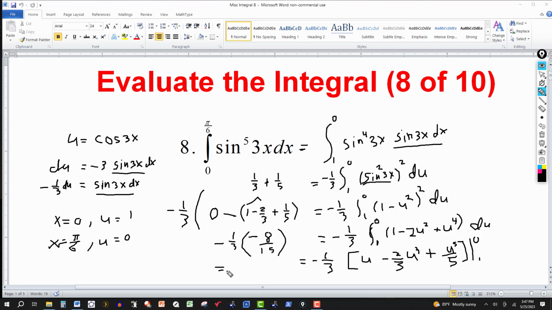Multiply that out. Negatives cancel out, and we get 8. 3 times 15 is 45. So the final result, the value of this definite integral is 8/45.